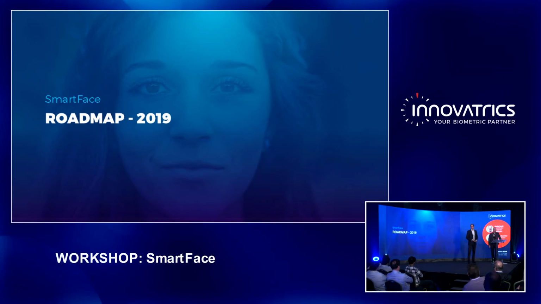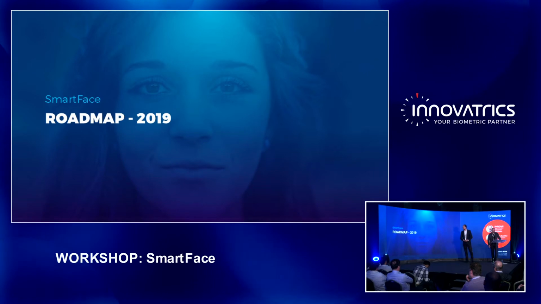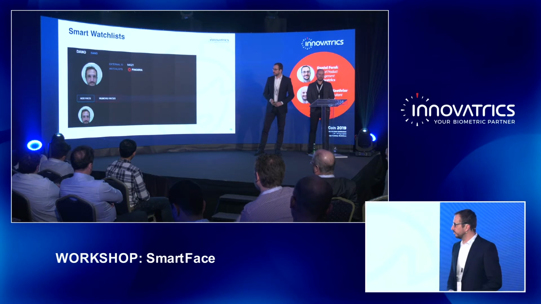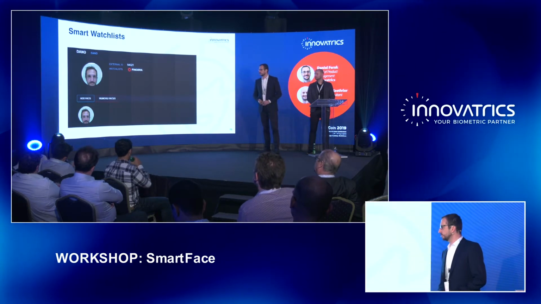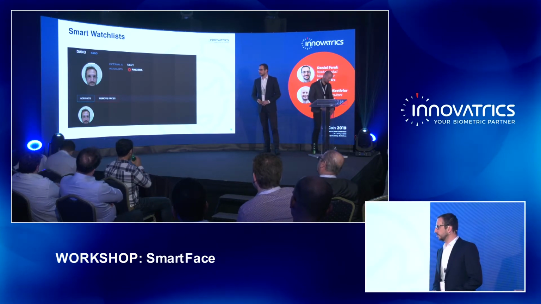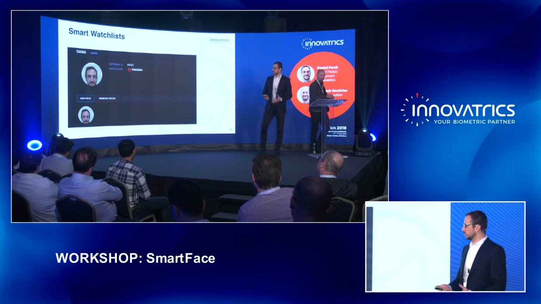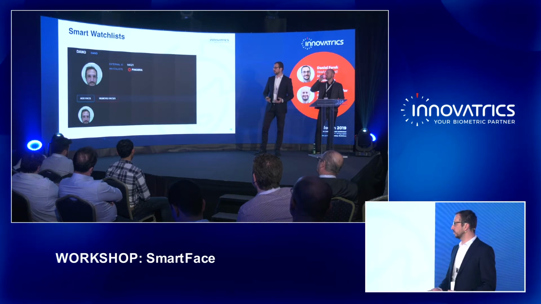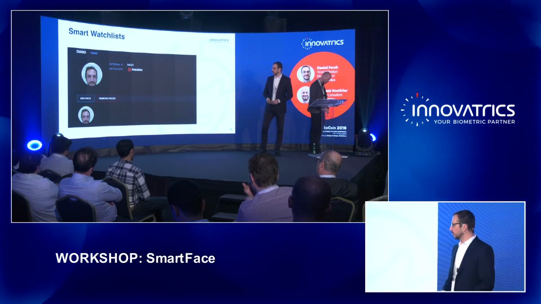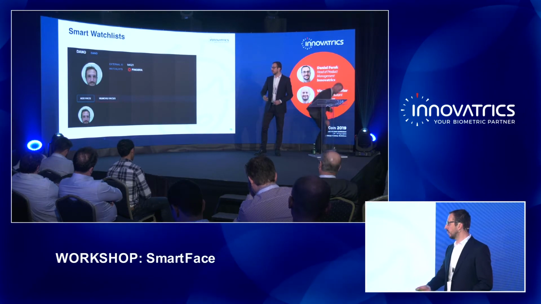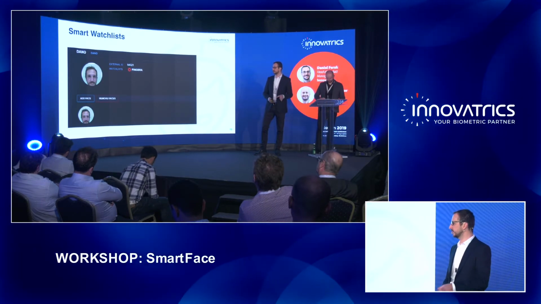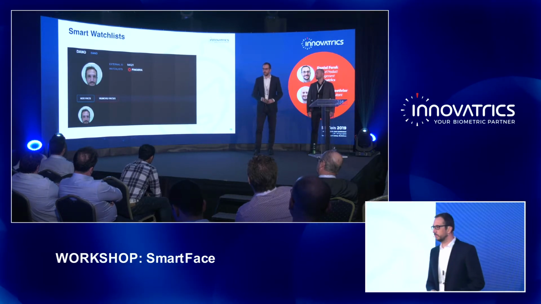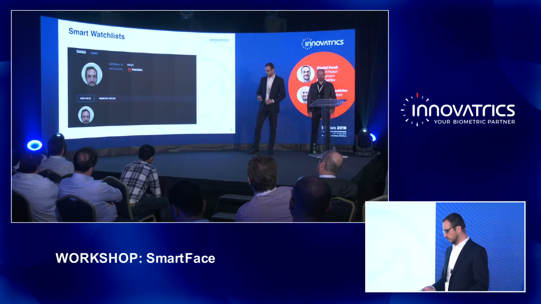Okay, so a bit about the roadmap for this year. A feature called Smart Watchlist. As you can see, you can now pretty much upload any picture or more than one picture of a face of a person you want to get identified. But we want to do this in a smart way. We want to have the system be able to do it basically automatically. And this could really, really improve the performance of the system.